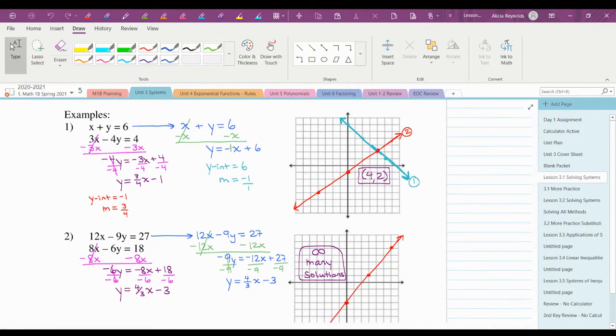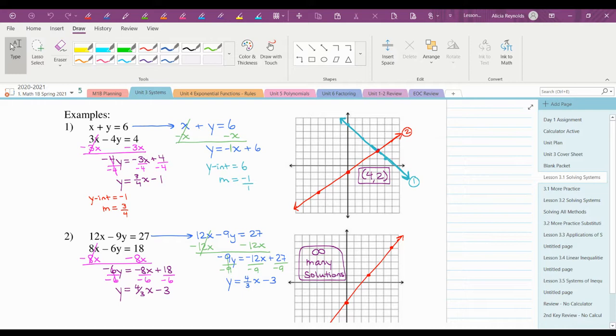Some other examples here, I had to solve both of these equations for y. These were both given to me in standard form. After I put them in slope-intercept form, I see that my first equation, x plus y equals 6, is going to become y equals negative x plus 6, which means my y-intercept is 6 and my slope is negative 1.